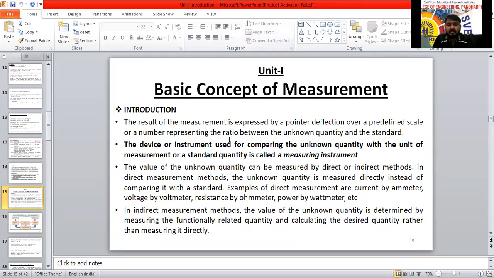Can anyone tell me what you mean by a measuring instrument? If you are going to measure something, that instrument we are going to call a measuring unit. The measuring instrument is a device we use for comparing the unknown quantity with the unit of measurement or standard quantity.